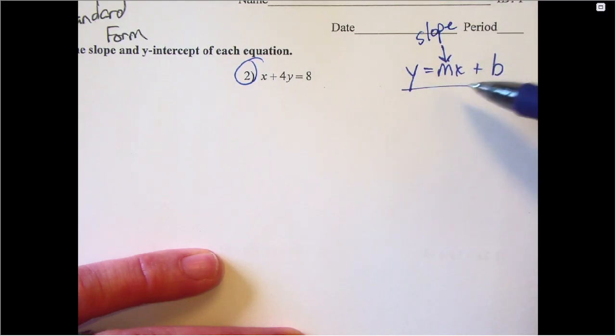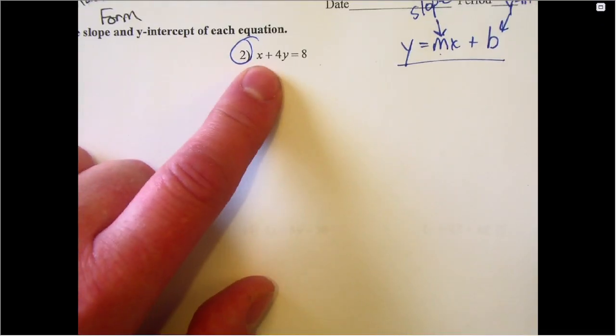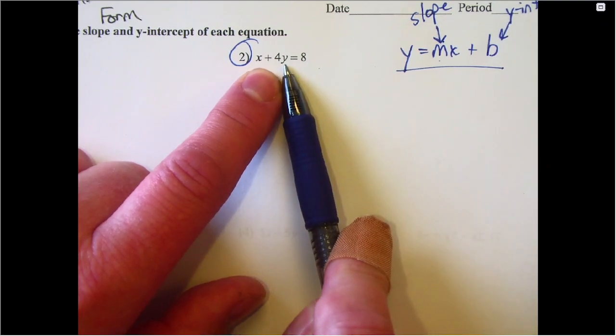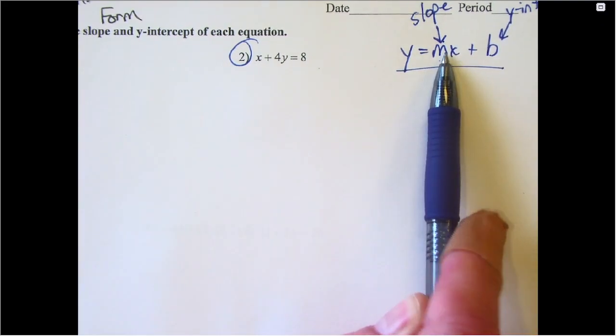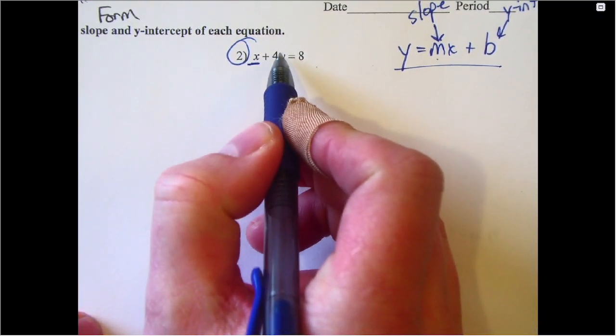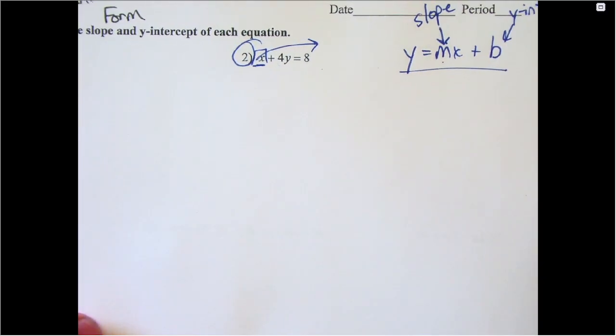Because if it's in this form, I can look at it and the number in front of the x is the slope, and the number just being added or subtracted is the y-intercept. But in the form it's in right now, where it's not y equals, I can't look at that and tell anything. So my job is to get it from this into this form. The first thing I'm going to do is I want the 4y to be on this side, but I don't want the x to be on this side with it. So I need to move it.